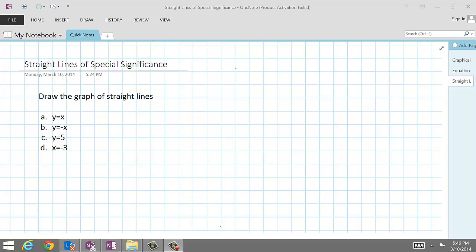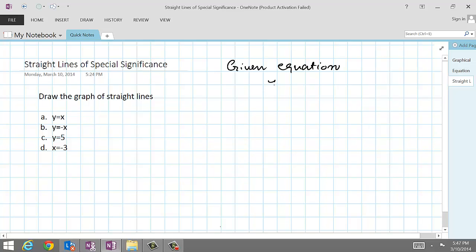Let's get started. As step 1 of the procedure for drawing the graph of any straight line, we always isolate y. But here for this equation, y is already isolated. From the given equation, y is equal to x, so there is nothing to isolate. y is already isolated. We directly go on to the table of values and assume a few values of x.